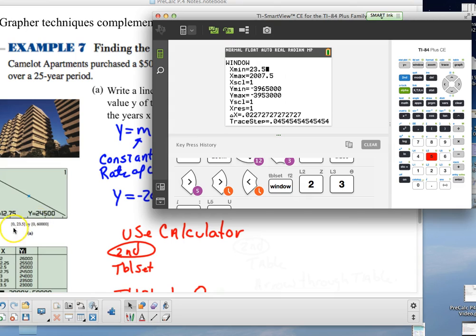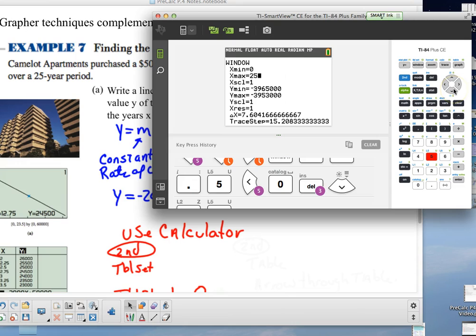And then that's my max for my x. Let's go back, make that a 0. Let's delete these. And let's go x max as 25. And let's go my y as 0 to 60,000.